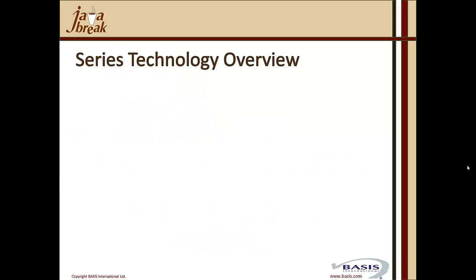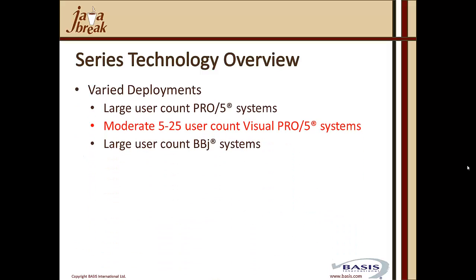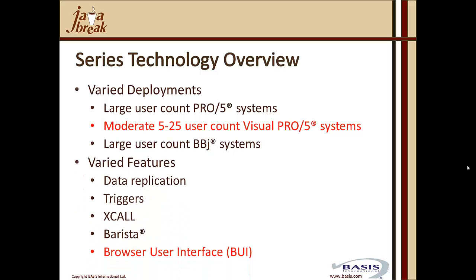Let's look at the series technology overview. During the series, we're looking at varied deployments from large user count Pro 5 systems to moderate 5 to 25 user count Visual Pro 5 systems to large user count BBJ systems. We'll also be looking at varied features that have been deployed and employed by these applications: data replication, triggers, XCore, Barista, or the browser user interface. Today, we'll be looking at those 5 to 25 user count Visual Pro 5 systems and the browser user interface being used in conjunction with the Visual Pro 5 apps.